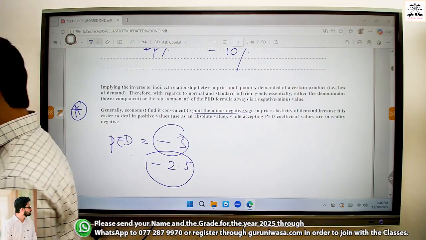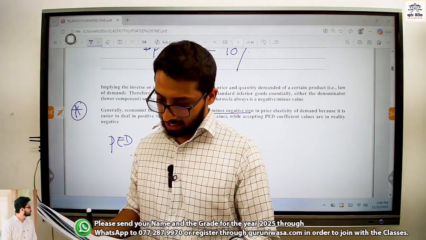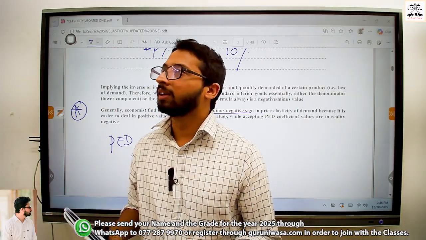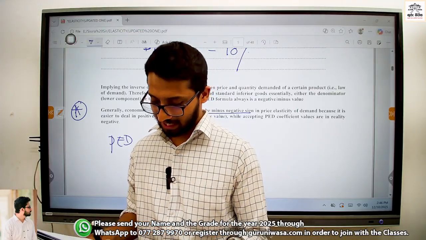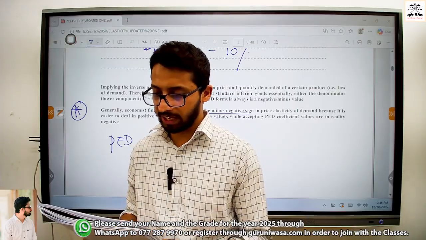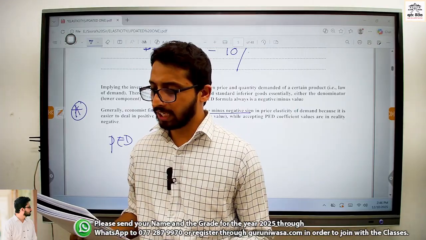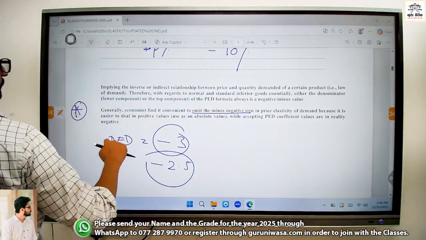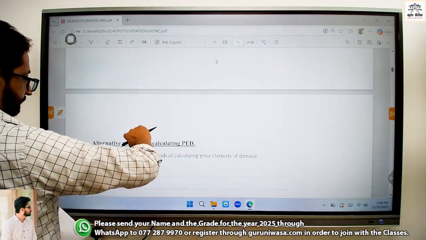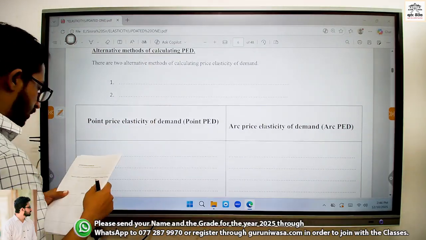Alternative methods of calculating PED. Page number 6. Right, we're going to apply mathematics further. There are two alternative methods of calculating price elasticity. Write down, Lamai, the first one.